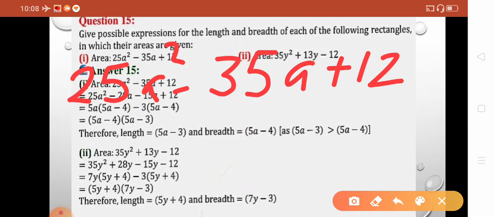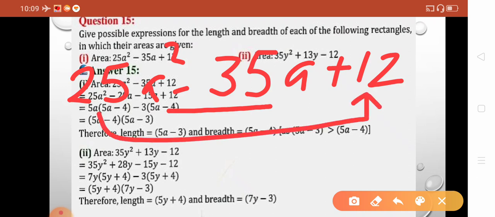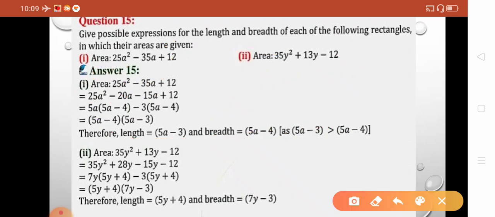So what should you do? You want two numbers in such a way that their sum is equal to minus 35 and their multiplication is equal to 25 multiplied by 12. So the two numbers can be minus 20 and minus 15. The sum is minus 35 and the multiplication is 300. So we will get two numbers as minus 20 and minus 15.